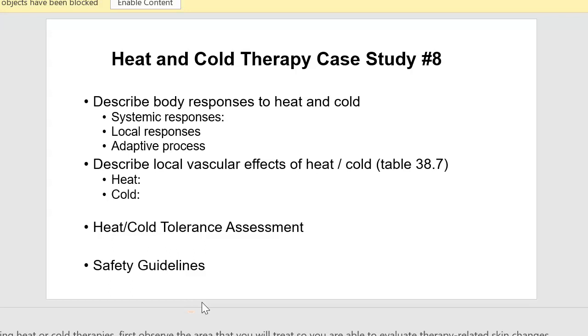If we look at what happens from heat, we see vasodilation, decreased blood viscosity, decreased muscle tension, increased tissue metabolism, and increased capillary permeability. And the effects of cold would be vasoconstriction, local anesthesia, decreased cell metabolism, increased blood viscosity, decreased muscle tension. All those responses depend on the duration of application. So shorter application time is better.